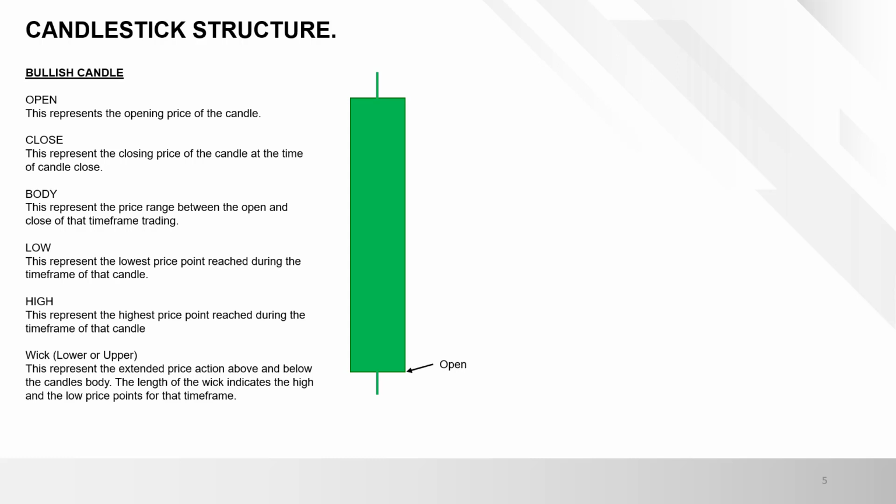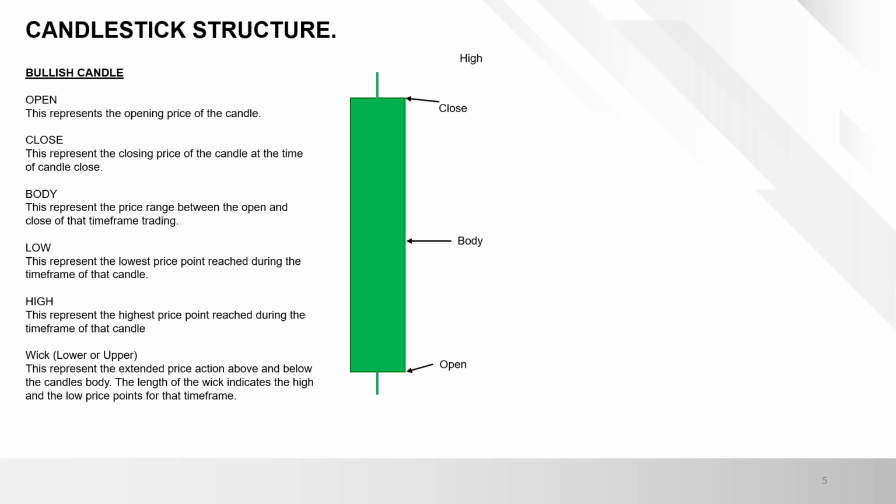Say we are on a daily candle. When the day is finished, a new candle is going to open. So the price at which that candle opens, that's the open price. Then we've got the closing price. This is the price at the end of the day, if you are reading a daily candlestick chart. So the close only comes at the end of the day. Then we've got the body. The body represents the price range between the open and the close of that time frame. So this is the body of the candle.